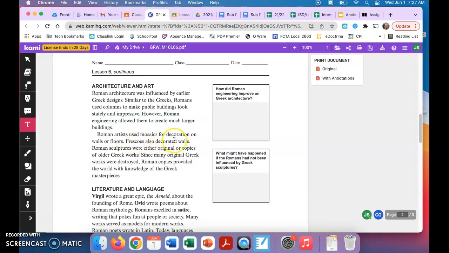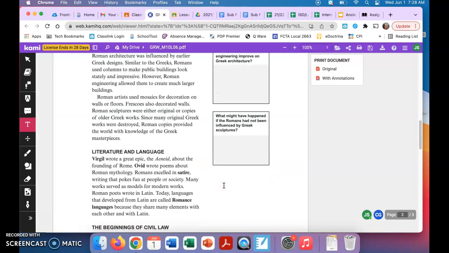Roman artists used mosaics for decoration on walls or floors. Frescoes also decorated walls. Roman sculptures were either original or copies of older Greek works. Since many original Greek works were destroyed, Roman copies provided the world with knowledge of the Greek masterpieces. So again, two questions. The first one is, how did Roman engineering improve on Greek architecture? That you'll find in this first paragraph. In the second paragraph, what might have happened if the Romans had not been influenced by Greek sculptures?